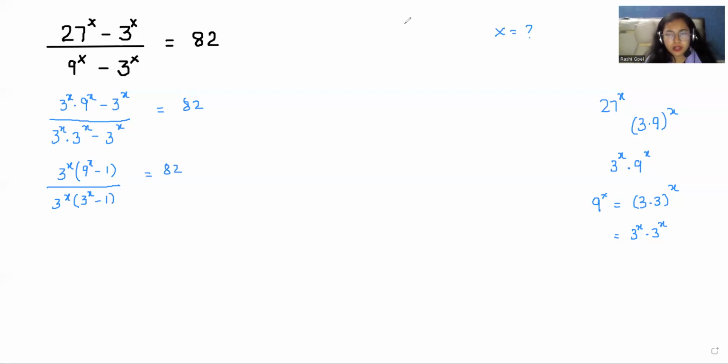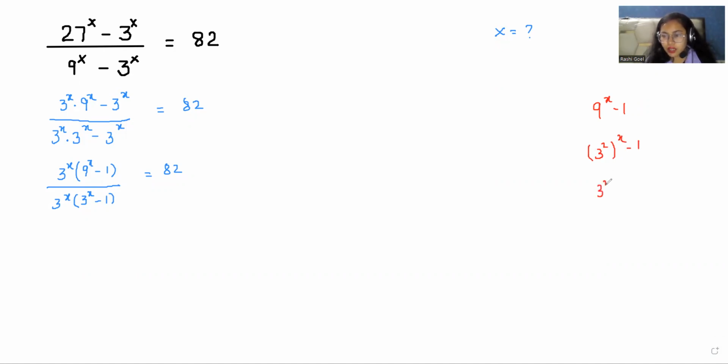Now I'll take this here. We have in the numerator 9^x minus 1. So I can write 9^x as (3 square) whole power x minus 1. We have a property, so we can reverse this and write it as (3^x) whole square minus 1. So here I can write it as (3^x) whole square minus 1 square, because 1 square is 1.